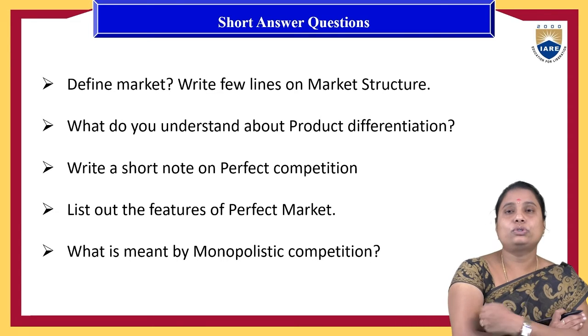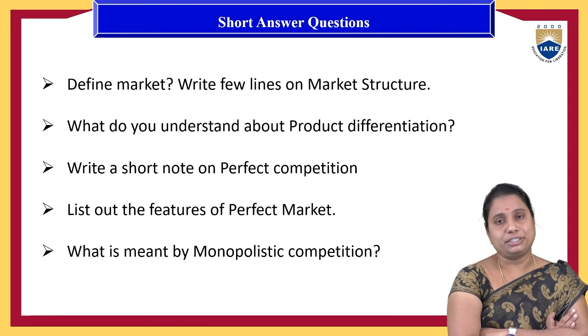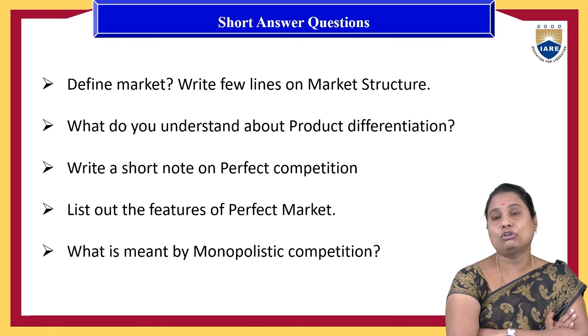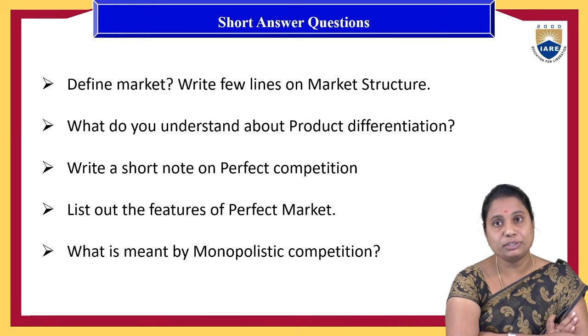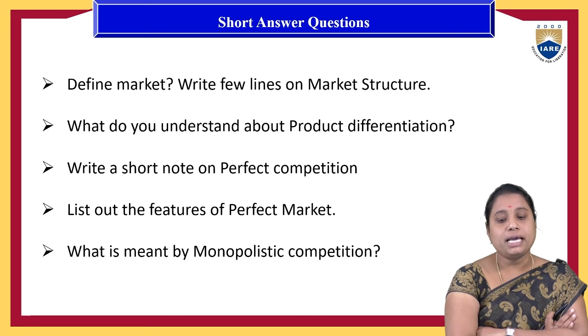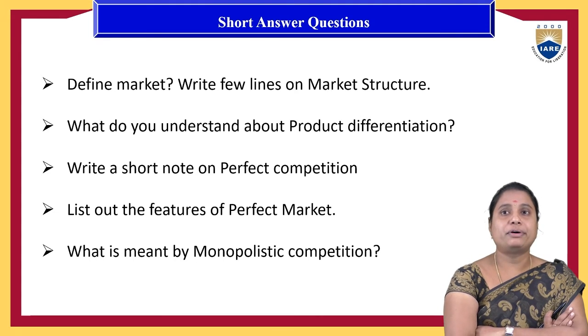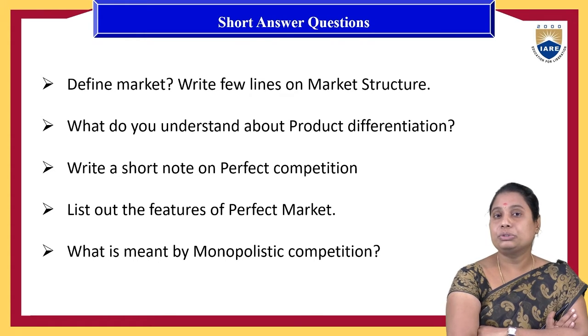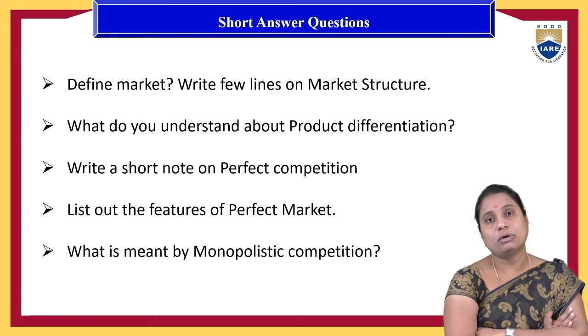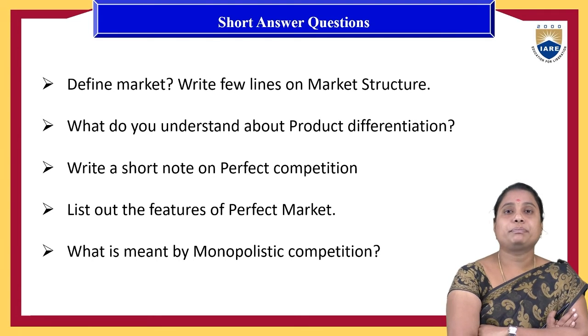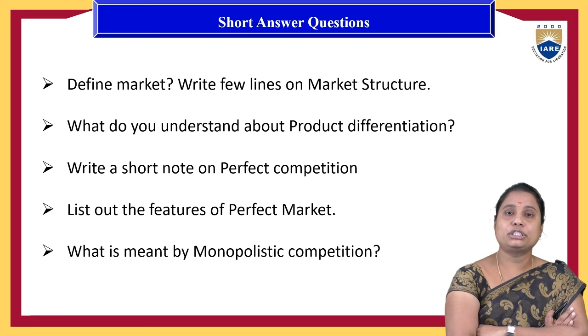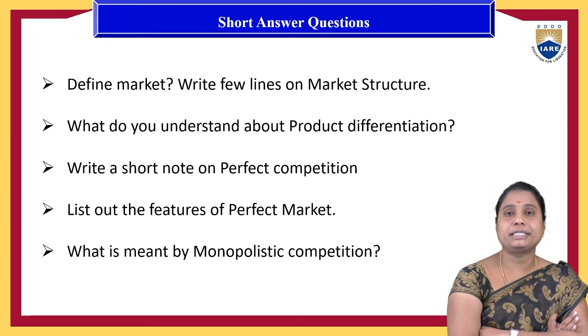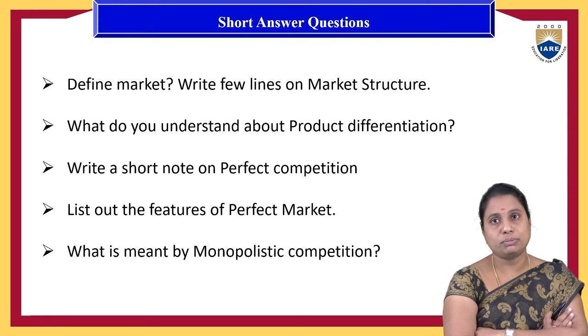And write short notes on perfect competition. We need to explain the meaning of perfect competition and its characteristics, and list out the features of the perfect market. Which means easy to enter, easy to close, all the people are equal, all are price makers, negotiation is possible, and there is perfect knowledge about market conditions. All these things we need to explain under the features of the perfect market.